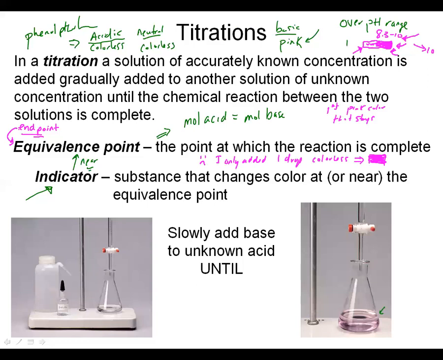All right, so we're going to talk about some different types of titrations that occur when we come together with a strong acid and a strong base, or a strong acid and a weak base, or a strong base and a weak acid. So let's take a look at that then.